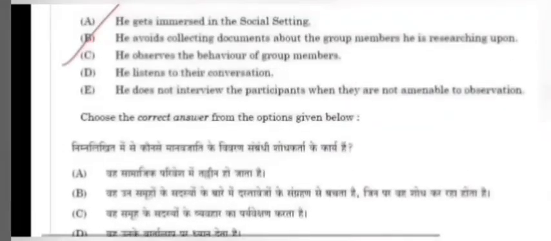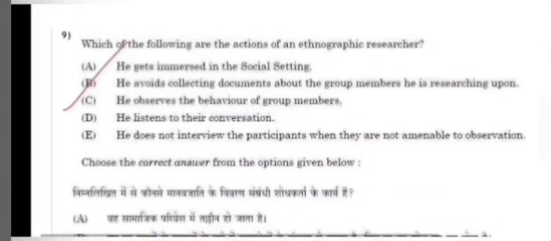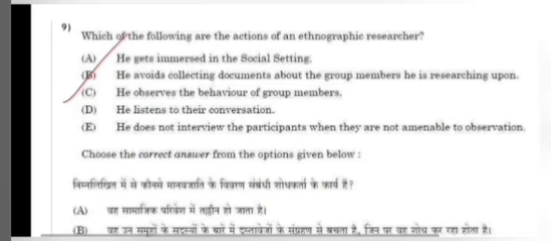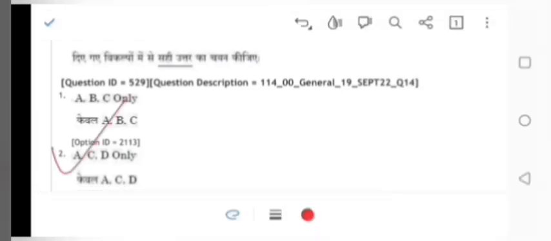Next is... not B. It is not only B; B is not correct. A, C, D will be correct. I did not see the options given.